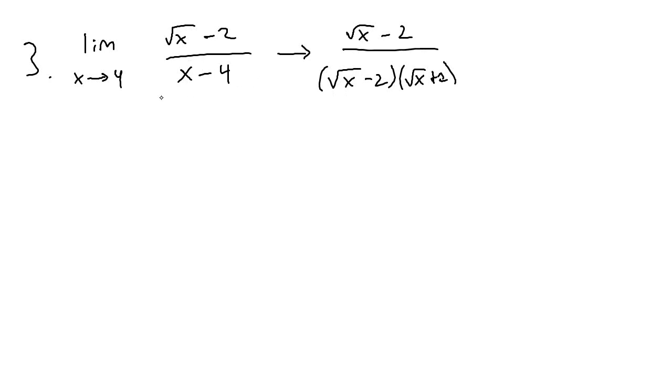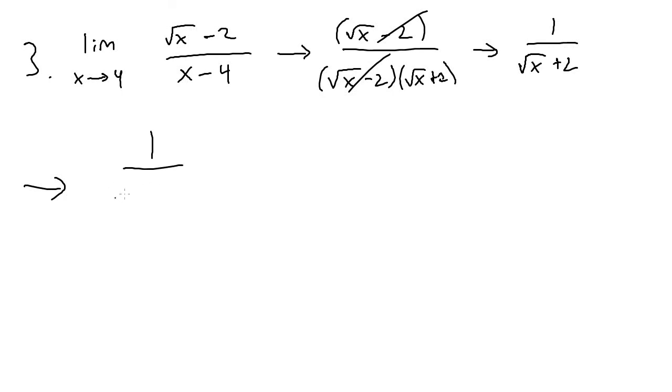So now that I have that, the square root of x minus 2's can cancel, and I'm left with 1 over the square root of x plus 2. And now when I plug in 4, I'll get 1 over the square root of 4 plus 2. The square root of 4 is 2, so 1 over 2 plus 2. That gets me to 1 over 4.